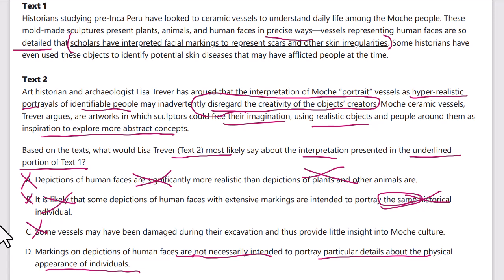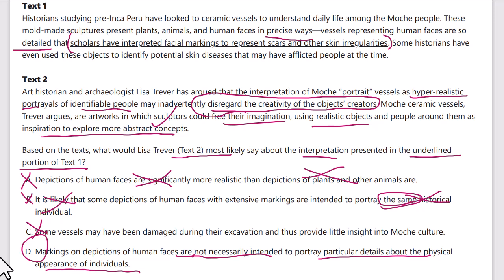They're actually a marking or an indicator of the creativity of the actual artist who created them. They're using realistic objects to express their imagination, to explore abstract concepts, as it says there. D is the right answer. It's the right idea. So that's how we do it.